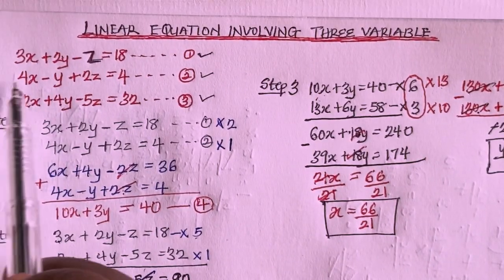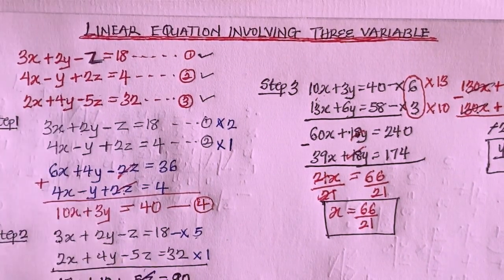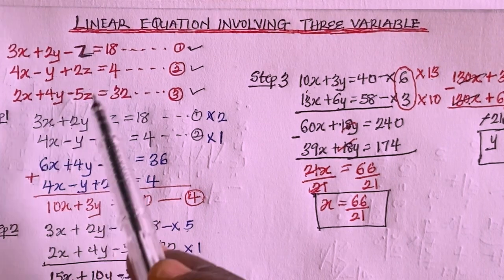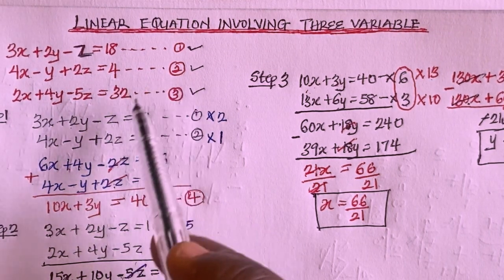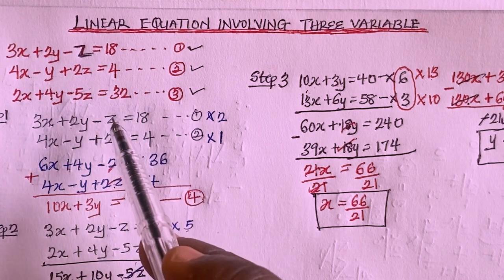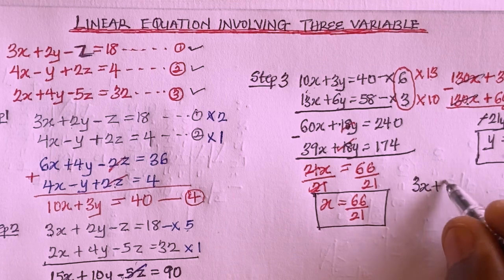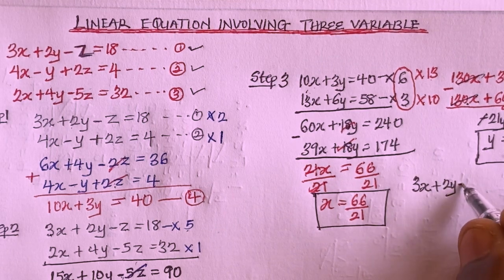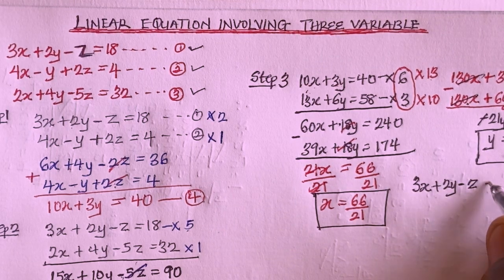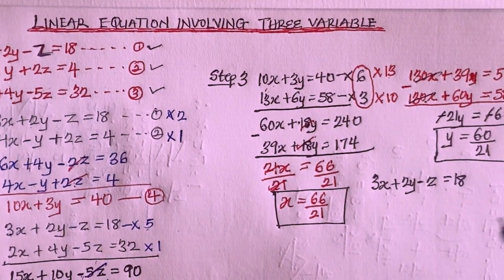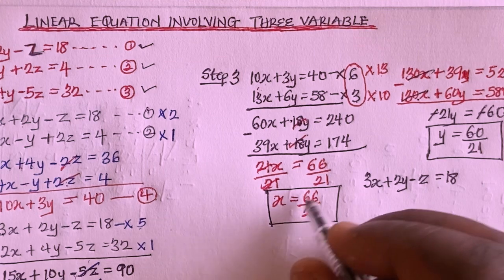Remember that I'm dealing with 3 variables here. So what I'm going to do is that I can just come to any of these equations. I can pick equation 1, if I like, I can pick 2, if I like, I can pick 3. So let's just pick 1 exactly. And our 1 is actually 3x plus 2y minus z, right? Equals to 18, right? That's our equation 1.